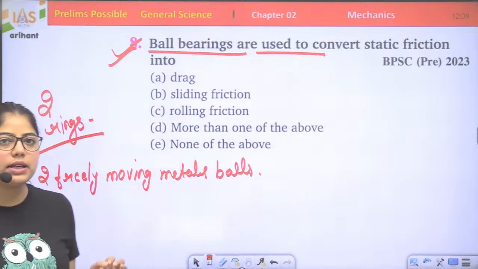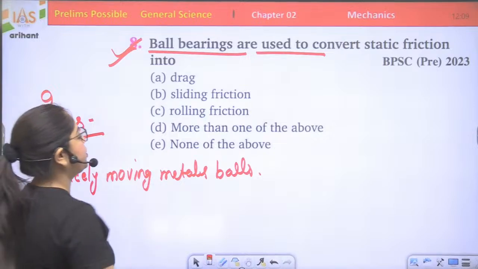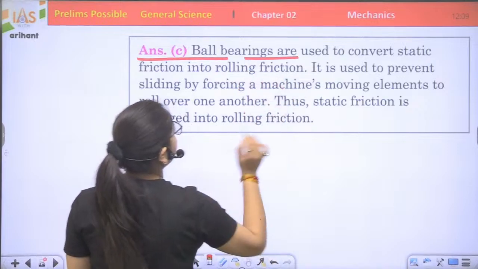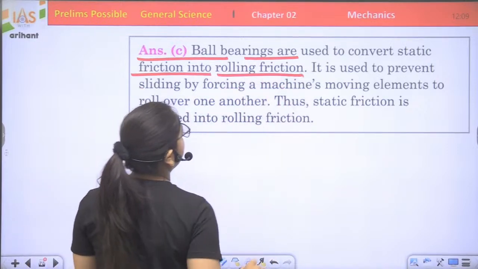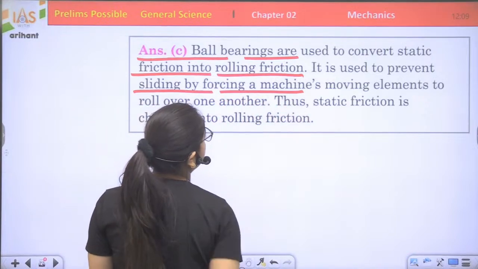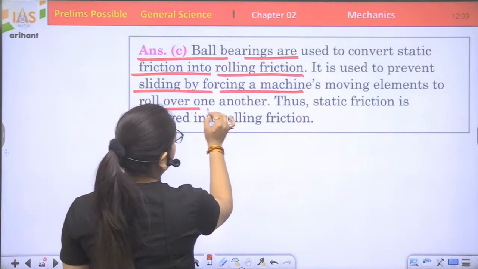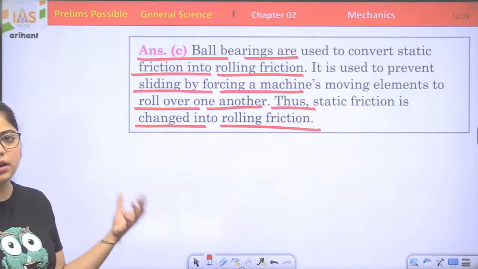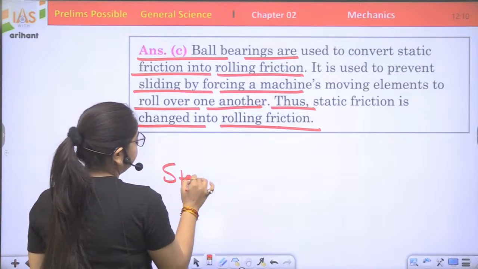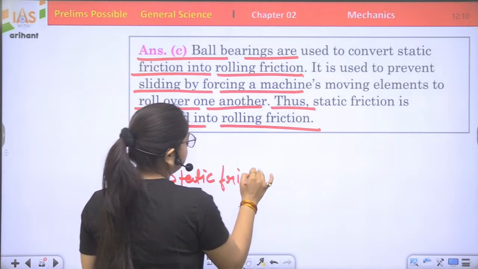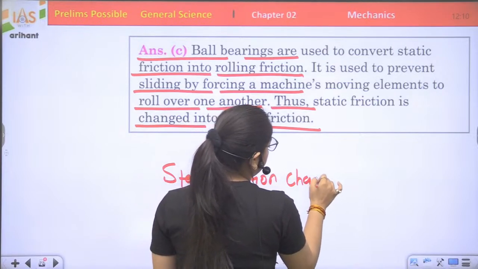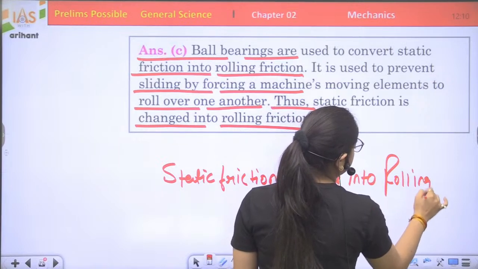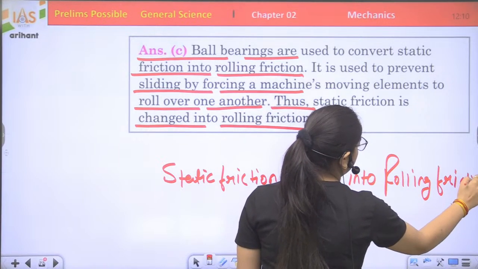So the correct answer is option number C, rolling friction. Here, ball bearings are used to convert static friction into rolling friction. It is used to prevent sliding by forcing a machine's moving elements to roll over one another. Thus, static friction is changed into rolling friction. Here the function is that static friction changes into rolling friction, right?